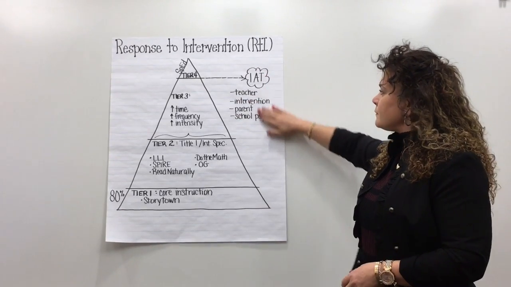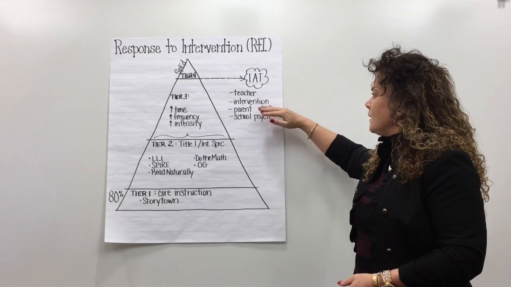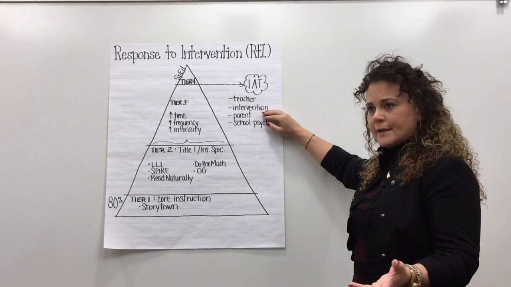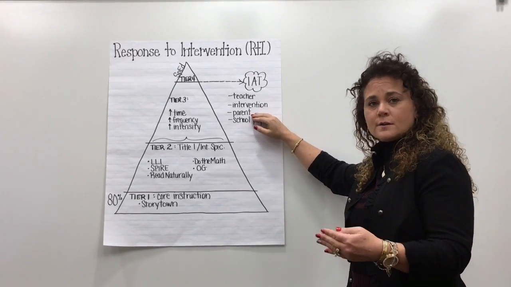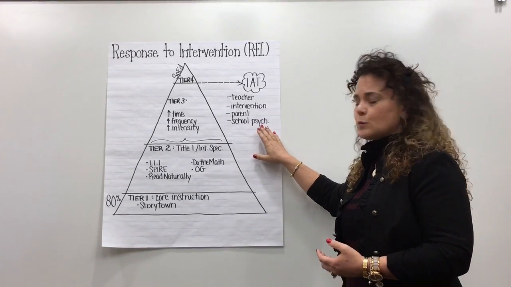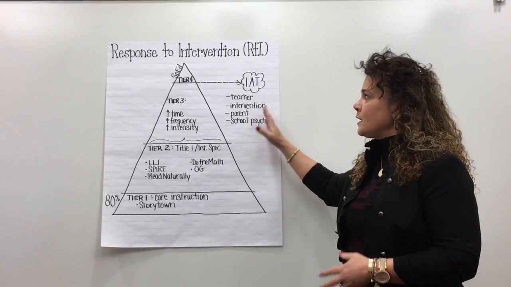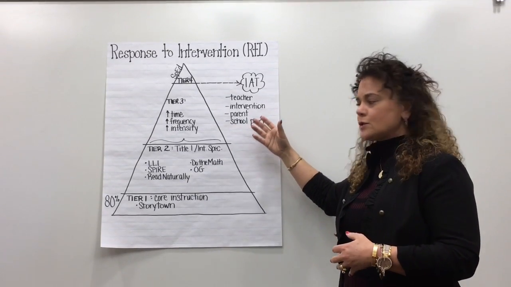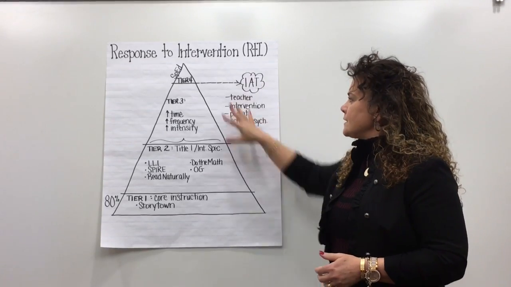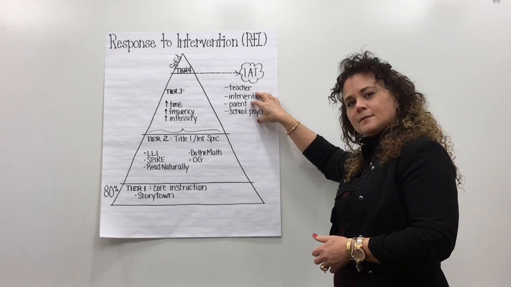Some people that might be involved in the IAT are, of course, all the teachers that are involved with that child, your intervention specialist, your Title. You're going to bring the parent to the table at this point in time. And possibly your school psychologist would be involved in that IAT, or a principal or assistant principal, depending on if you're dealing with some behavior issues. You're going to have a conversation about this child and where you need to go next.